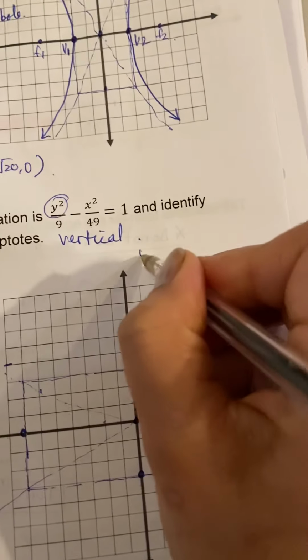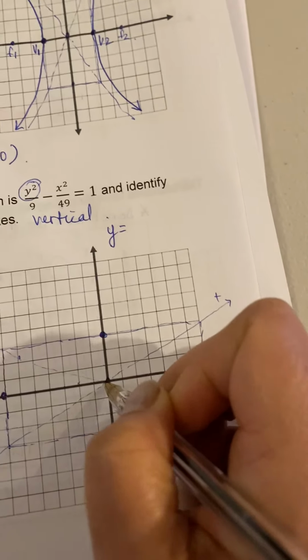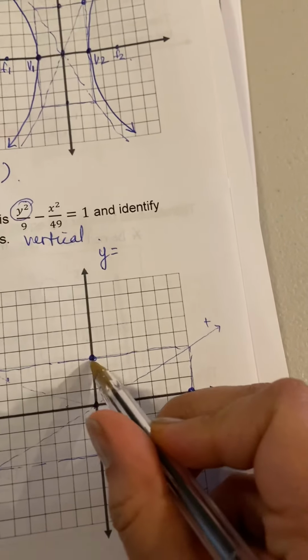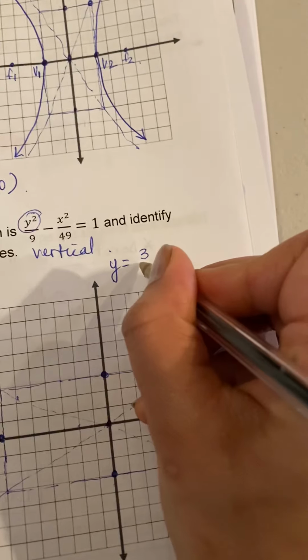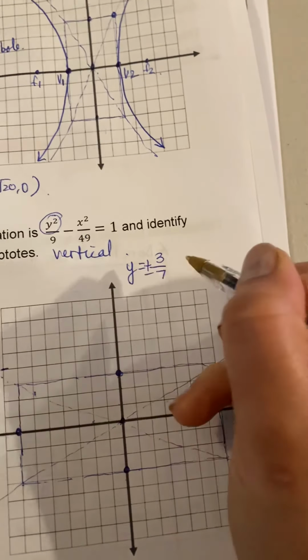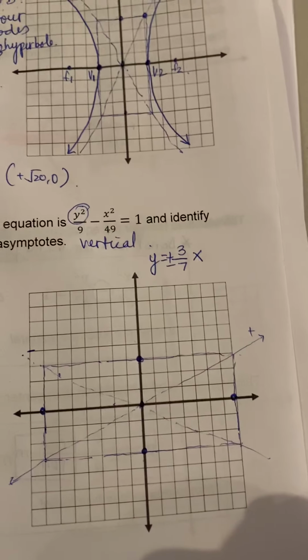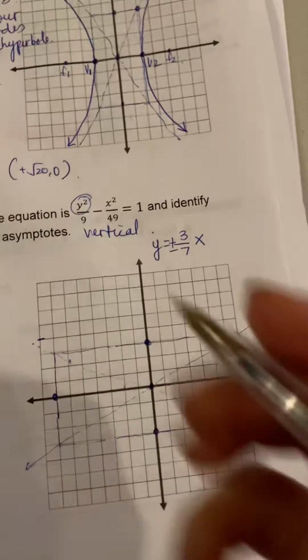These equations are what? y equals, right? y equals mx plus b. They're passing through the center, so your y-intercept is 0. What's your slope? Rise over run. So what's your rise? Rise is your 3, and your run is 7. So it'll be plus and minus 3 over 7 x. Right? Plus 0, you don't have to write. So you already got the equation of your asymptotes.